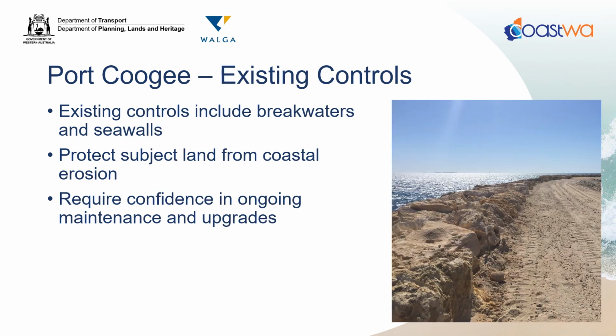Now, there's a number of existing controls in place. They include the breakwaters and seawalls. These protect that subject land from coastal erosion. Now, in this particular case, it's not practical or rational to complete an assessment without those controls. The controls exist to protect that land. However, the developer and approval authorities needed to require confidence that they would be maintained and upgraded as required across the full planning period, in order to provide a valid protection for the property.